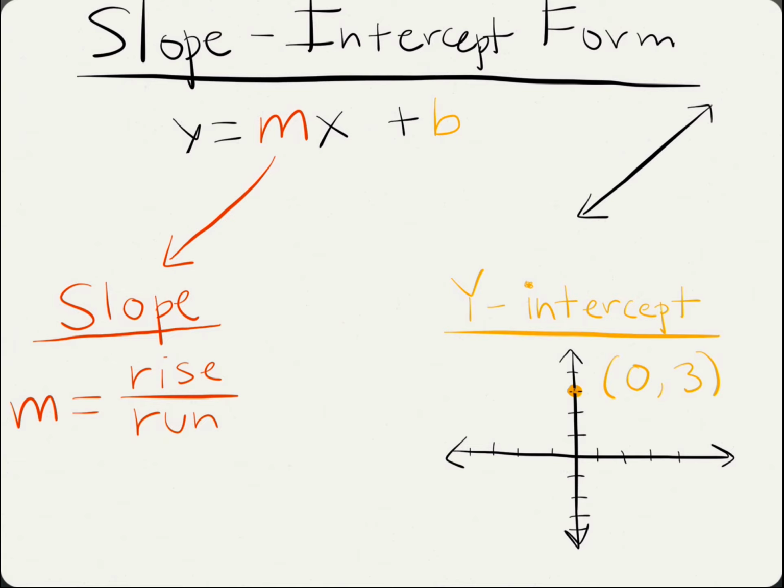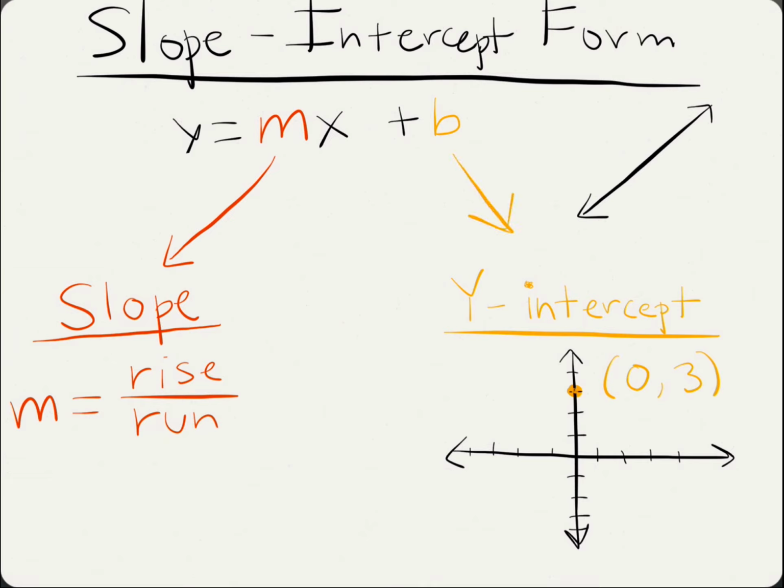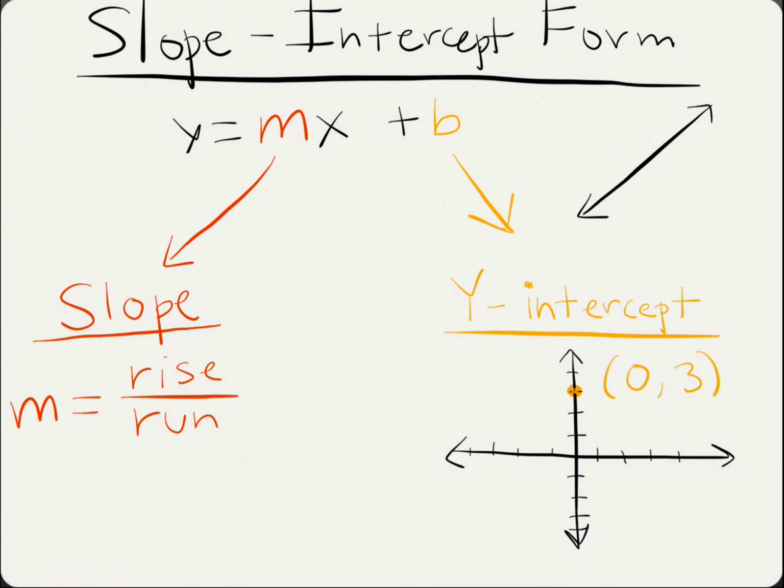Just remember that slope is the rise over the run, and b is the y-intercept. What's the y-intercept? It's the place where the line, the linear equation in slope-intercept form, crosses the y-axis. So for instance, in this graph in the bottom right-hand corner of the screen, if there is a linear equation that crosses at the coordinate 0, 3, then the y-intercept, the b of the slope-intercept form, would be equal to 3. So there's your slope, and there's your y-intercept.